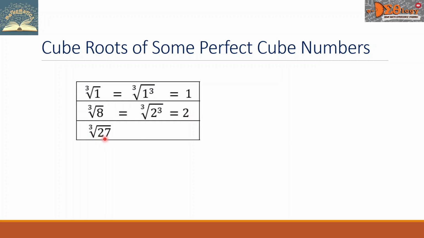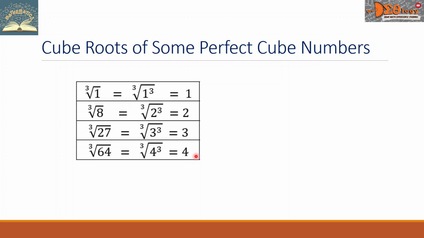Cube root of 27. The 27 is equal to 3 cubed. And this number 3 is the answer. Cube root of 27 is 3. Cube root of 64. The 64 we can write as 4 cubed. And this number 4 is the answer. Cube root of 64 is 4. A while ago, we had the cube root of 125. This 125 we can write as 5 cubed. And this number 5 is the answer.